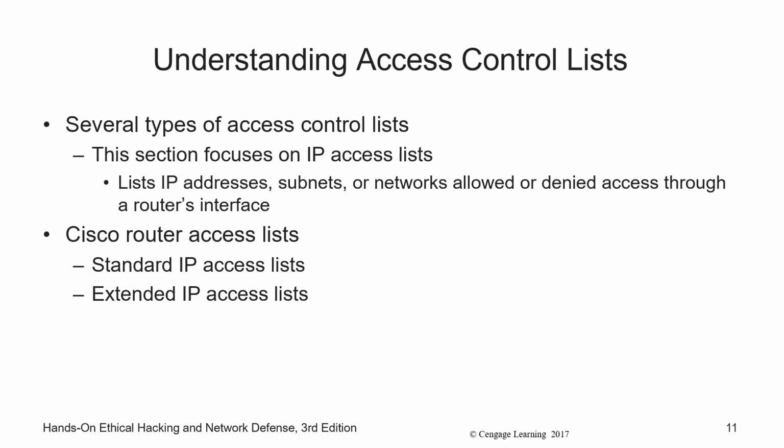So when we look at access control lists, or ACLs, there's lots of types of ACLs. This part of the book focuses on IP access lists. So basically, it lists IP addresses, subnets, or networks that are either allowed or denied through ACLs or DACLs and a router's interface. And a Cisco router access list, there's a standard IP access list and an extended IP access list.